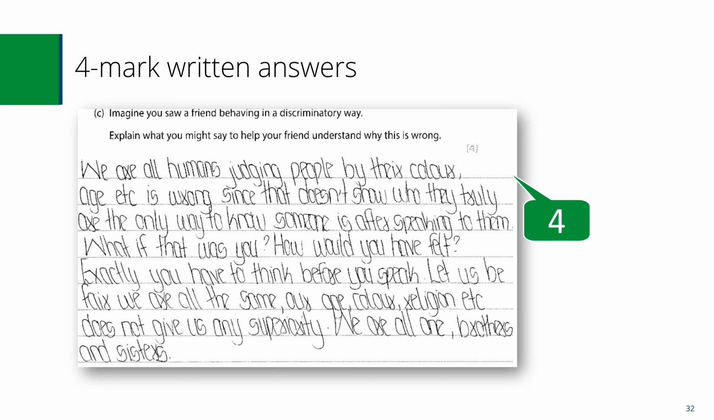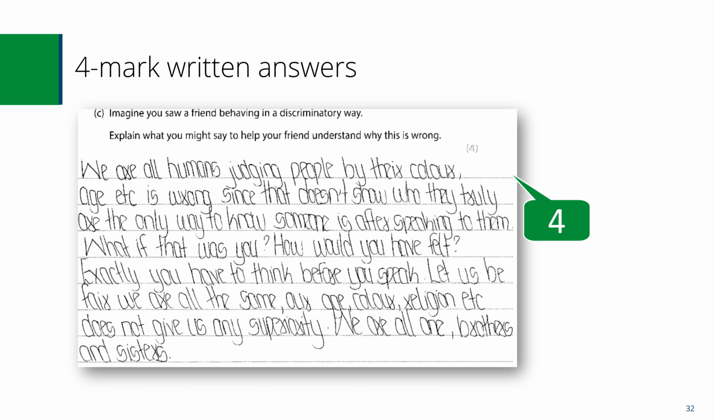We're all humans. Judging people by their colour or age is wrong because that doesn't show who they truly are. The only way to know someone is after speaking to them. And what if that was you? How would you have felt? Exactly. You have to think before you speak. Let us be fair. We are all the same. Age, colour, religion does not give any of us superiority. We're all the same brothers and sisters.